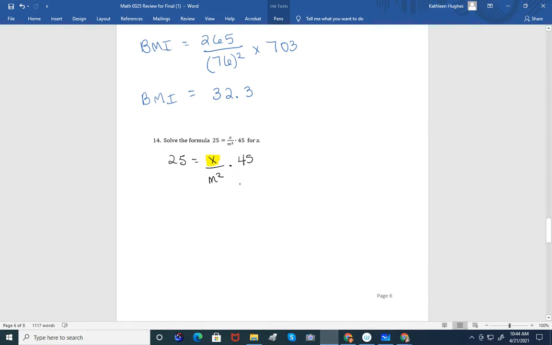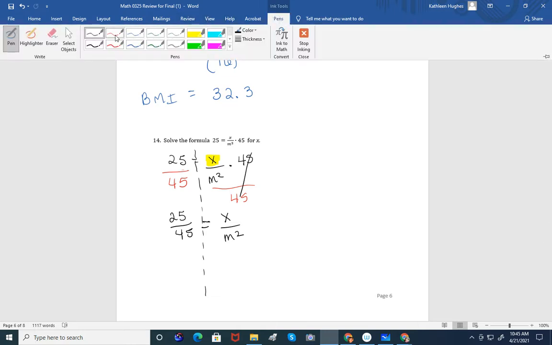If I divide by 45, and I'm not even going to work that all the way out. Here's our kind of imaginary line that equal. This side is going to look like 25 over 45. And this side, once I divide by 45, looks like x over m squared. Anytime you see something and it looks like a proportion, we have the option of treating it like a proportion. We can cross multiply to solve that.